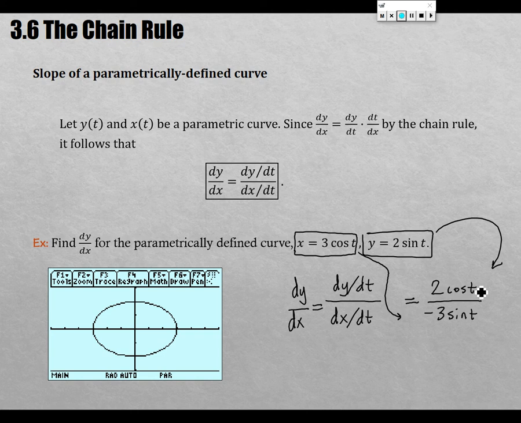In both cases, what is that going to come out to be then? Just this side, cosine t over sine t. Since they're the same, what do we get? Negative 2/3. What do you think? Could I convince you that the slope at pi over 4 is negative 2/3? Yes. I think I could convince you of that.